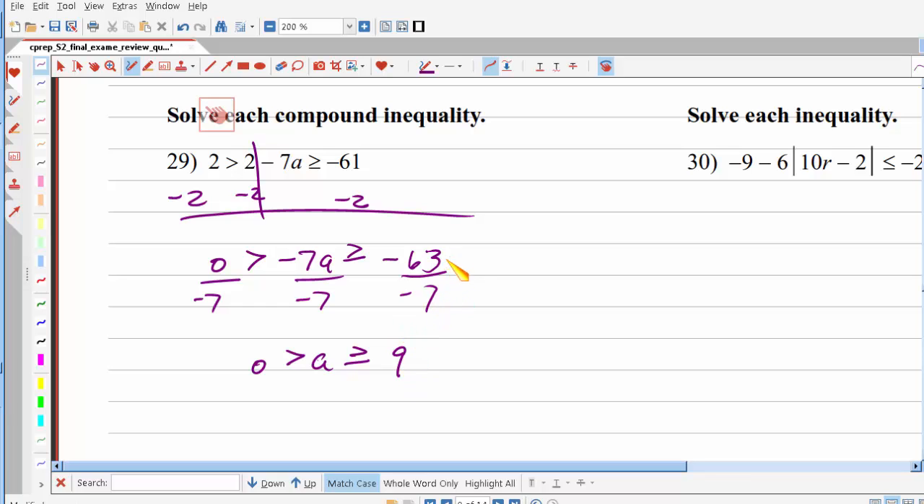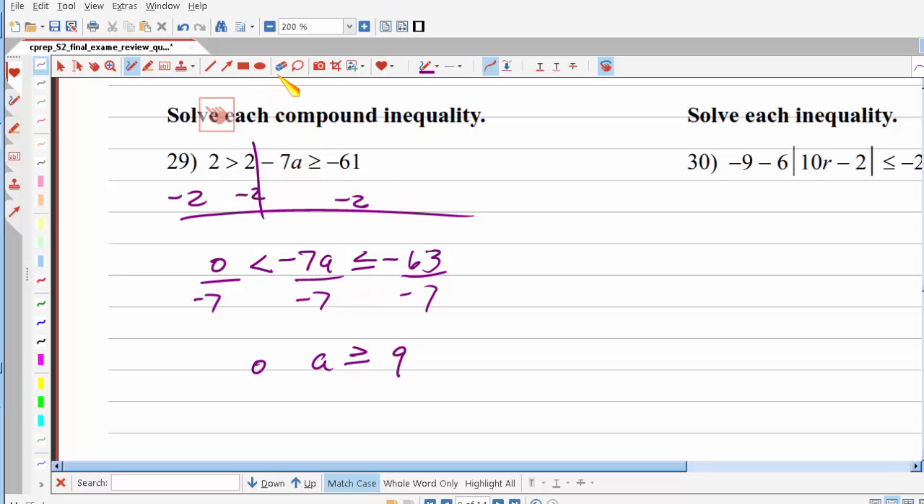9. Let's see. Am I doing this right? Yes, I am. No, I'm not. So what did I do wrong here? Greater than or equal to -63. Oh yeah, I forgot to change the direction of the inequality signs when I divide by a negative number. Okay, remember that. You have to change the directions of the signs when you divide by a negative number.